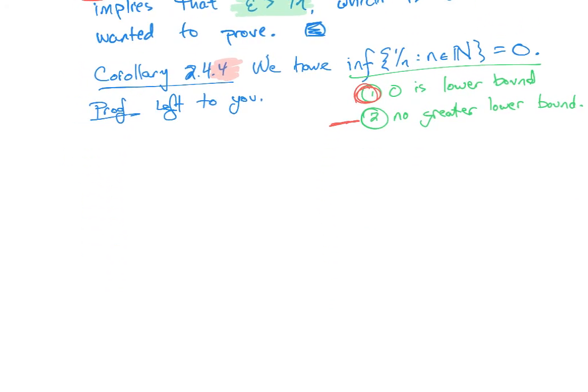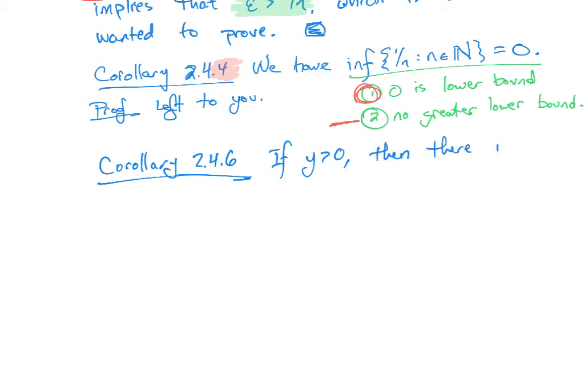The last corollary of the Archimedean principle is 2.4.6. If you've got a real number y that's greater than 0, then there is a natural number n with n minus 1, well, y is between n minus 1 and n.